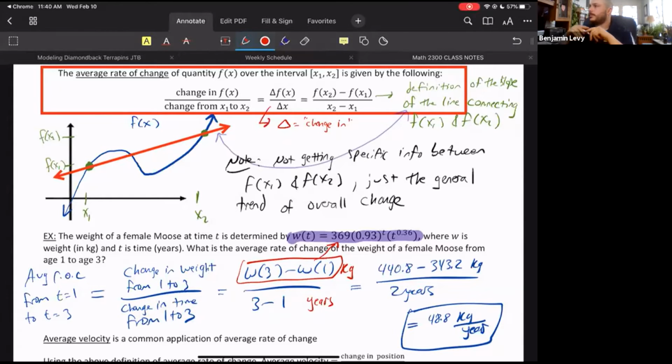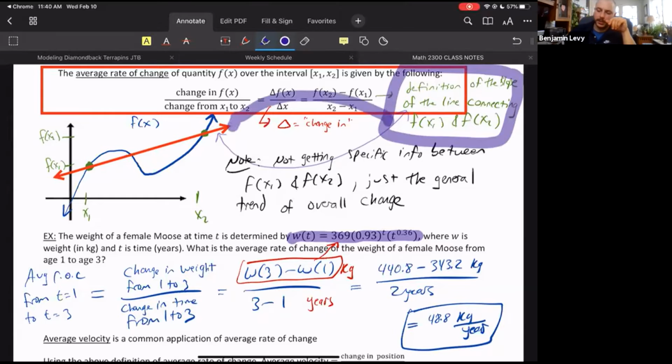Other thoughts? Isn't this kind of like y2 minus y1 over x2 minus x1? That's exactly right. Yeah, so that's what we were saying up here. This is literally just the definition of the slope of a line, which is exactly what you just said. Which is what I was trying to say in this picture. We're just calculating the slope of that red line. It's just connecting the 2 points.